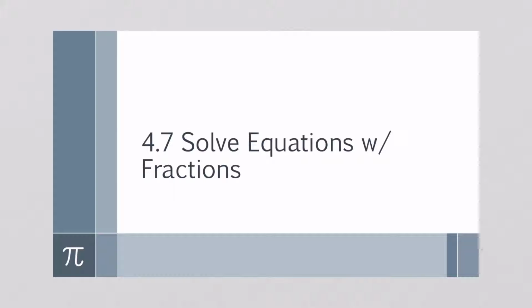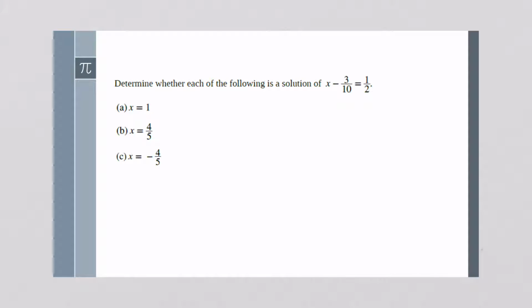Okay, so let's solve some equations that have fractions in them. On this problem, we're going to determine whether each of the following is a solution of x minus 3/10 equals 1/2. In order to do that, you have to put x equals 1 into where we see x in the problem. So I would write 1 minus 3/10 equals, with a question mark above the equals sign, 1/2.